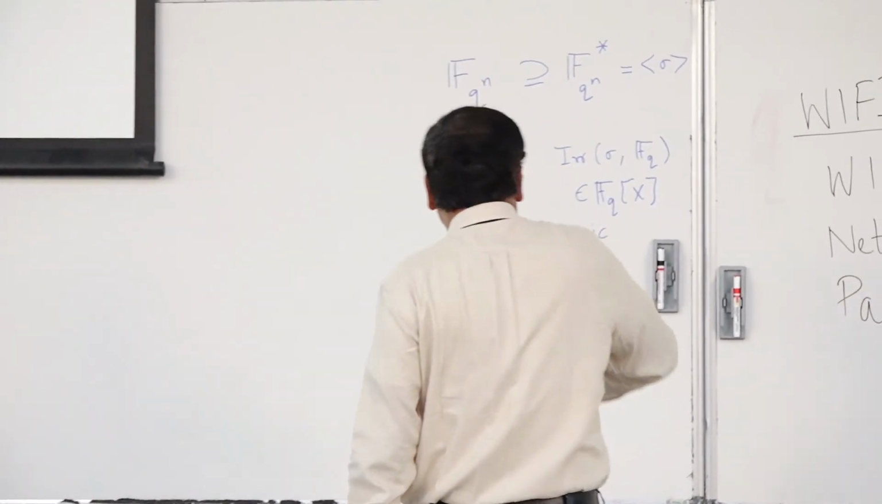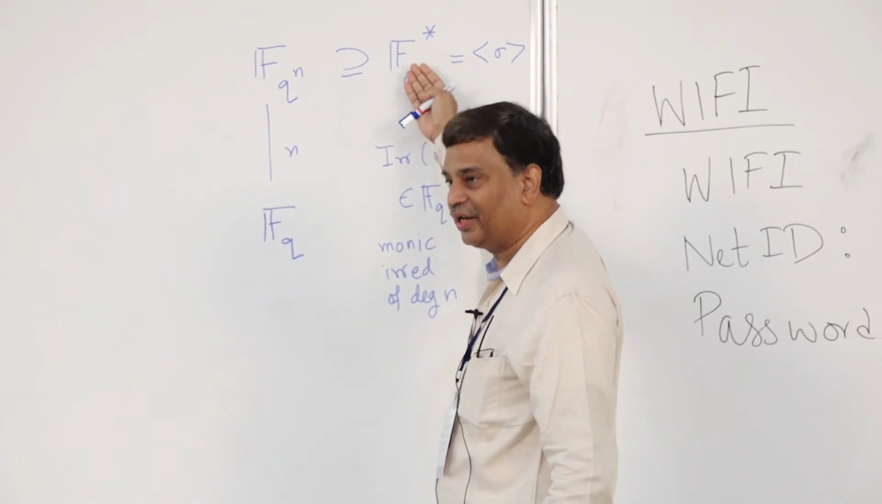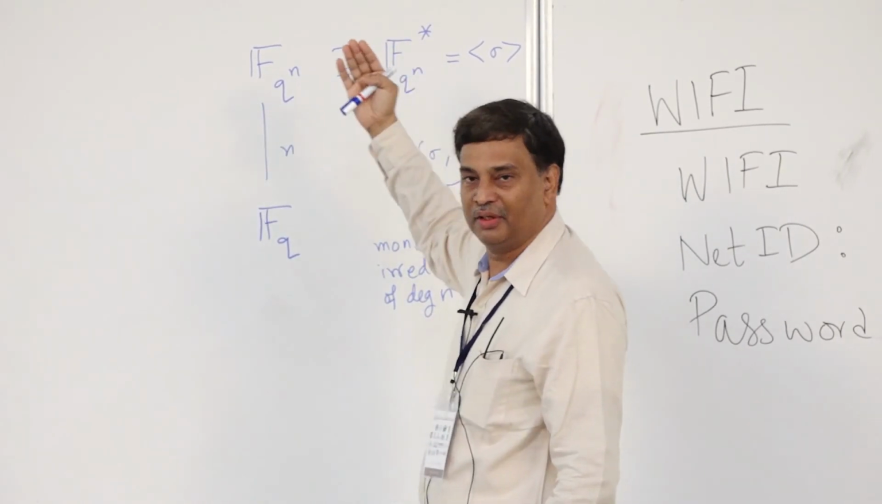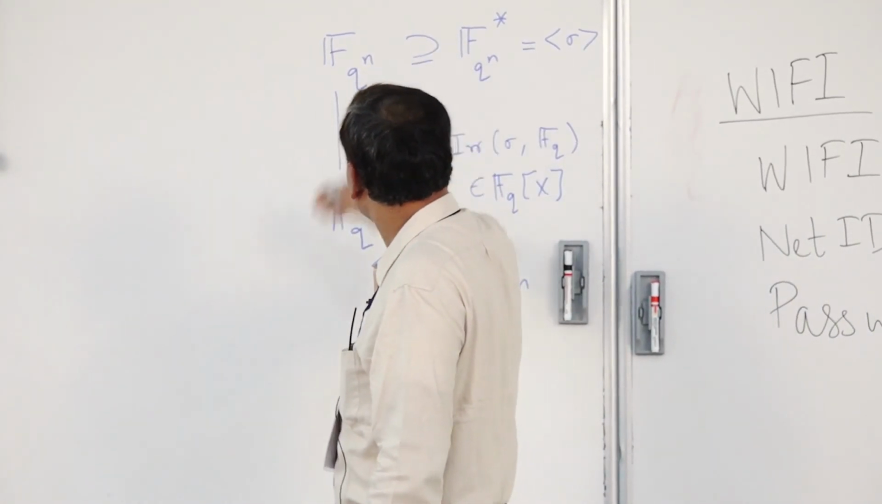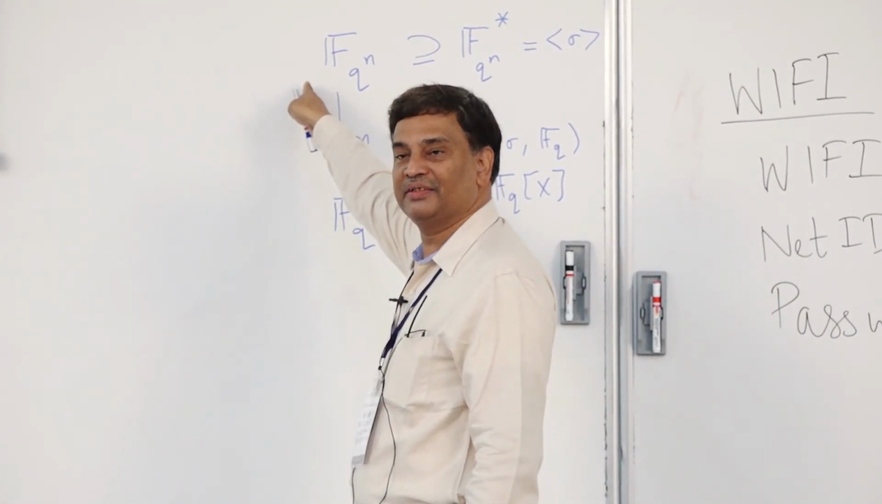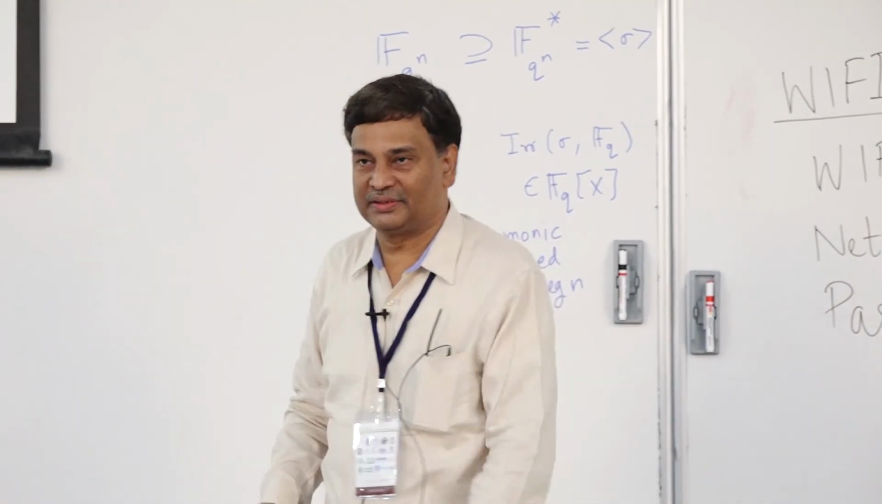Why? Because it could be a root of something which is not a generator of this group. After all, this set contains lots of elements which do not generate it as a group, but which may generate it as a field. That is to say, FQ to the n is FQ parenthesis sigma.